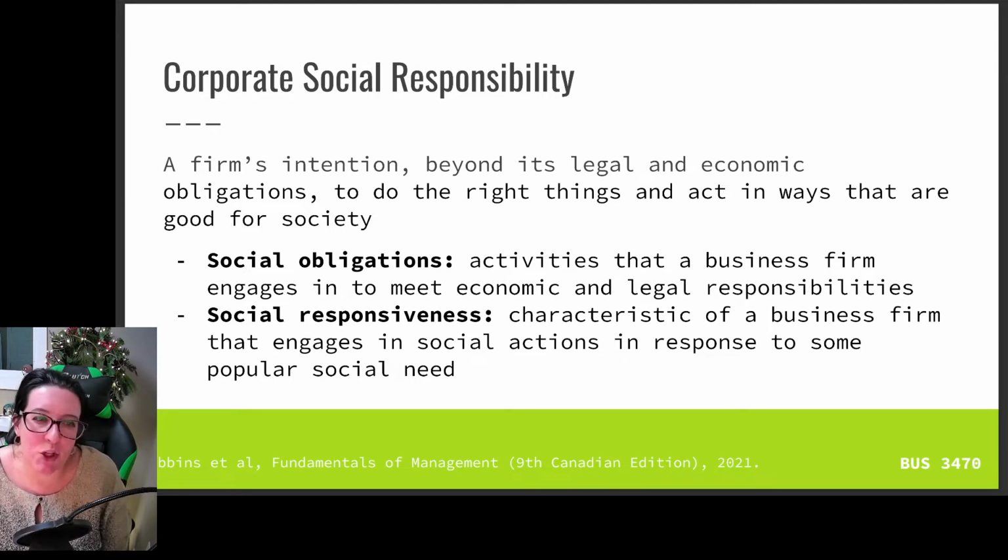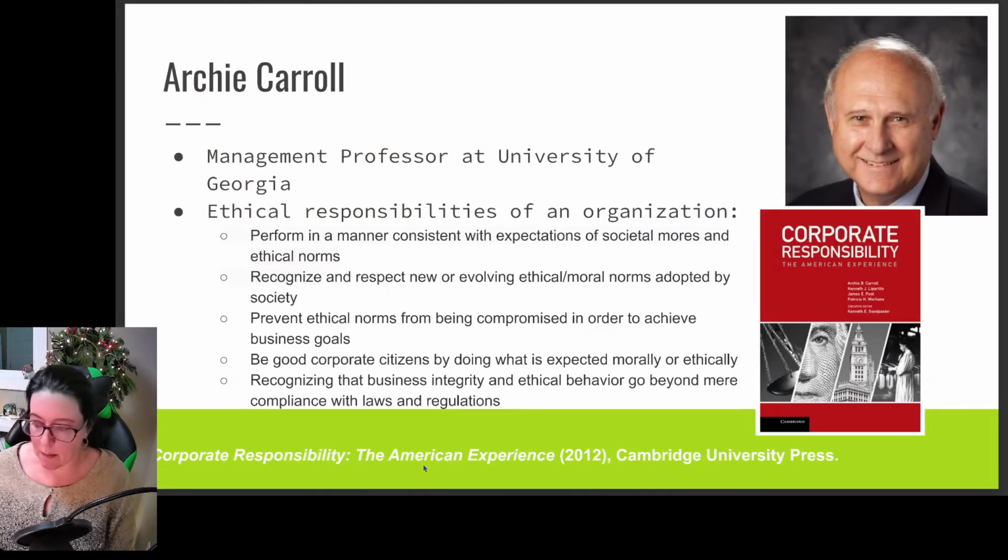So we want to differentiate between social obligation and social responsiveness. Social obligation is the activities that a business engages in to meet its economic and legal responsibilities. Social responsiveness is the characteristics of a business that engages in social actions in response to some popular social need. So really, these are portions of what we call the CSR pyramid. And so if we go forward here, come back to that slide in a moment.